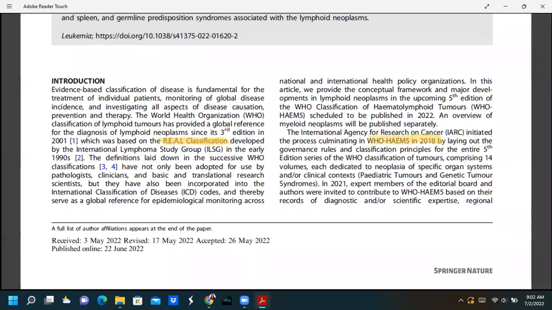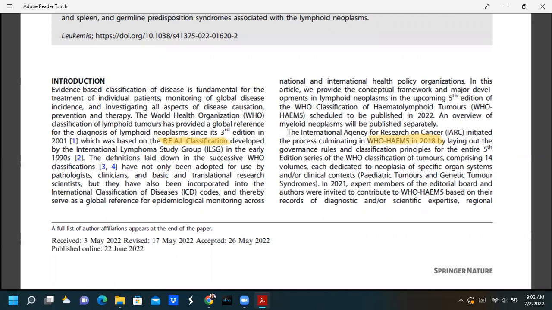So there has been a lot of history to WHO classifications. Previously, we used to have the REAL classification, the International Lymphoma Study Group classification, and a lot of other classifications as well. And then it all came into one net of WHO classification. The WHO 4 revised, or 4R, was the previous classification that we had. Now IARC has a new classification, WHO Heme 5, in 2018.